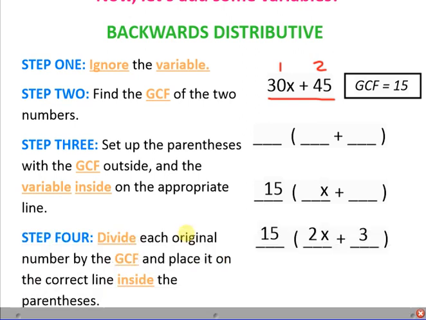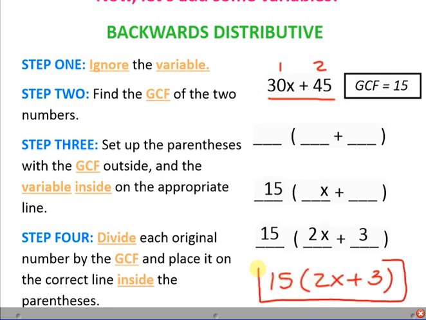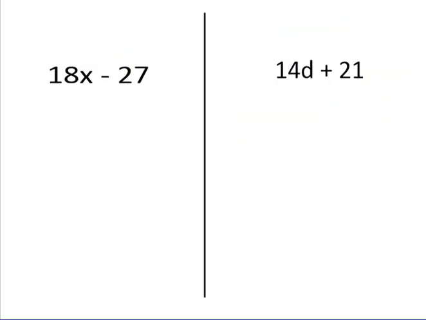Now, step 4 is the same exact process as what you used to do. 30 divided by 15 is 2. And remember, you always put the number in front of the variable. 45 divided by 15 is 3. And so your final answer is 15 parentheses 2x plus 3. And that's it. All right, so let's do some practice problems with that.